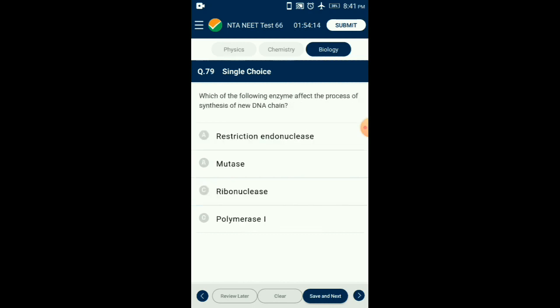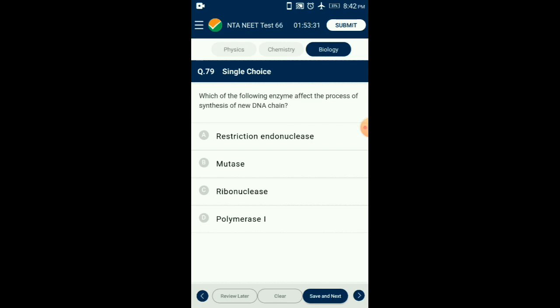Question number 79. Which of the following enzymes affects the process of synthesis of new DNA chain? There are 5 DNA polymerase enzymes that participate in the process of DNA replication: DNA polymerase 1, 2, 3, 4 and 5. DNA polymerase 1 and 3 are involved in the replication and have proofreading activity: 5 to 3 direction polymerizing activity, 3 to 5 direction exonuclease activity. DNA polymerase 2, 4 and 5 are involved in repair machinery and do not have a proofreading activity.